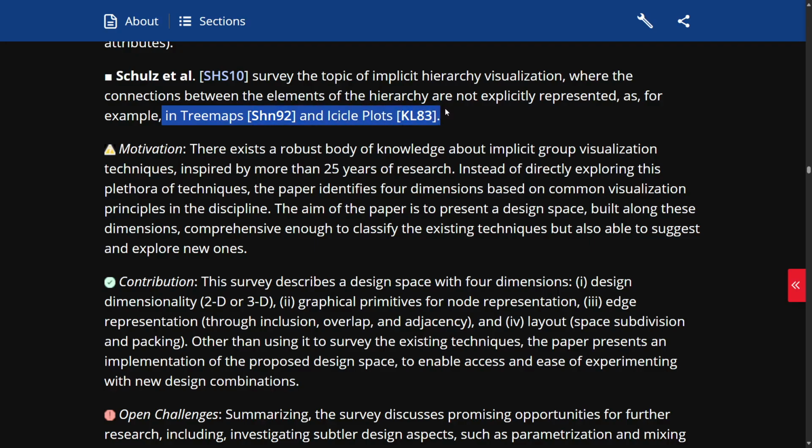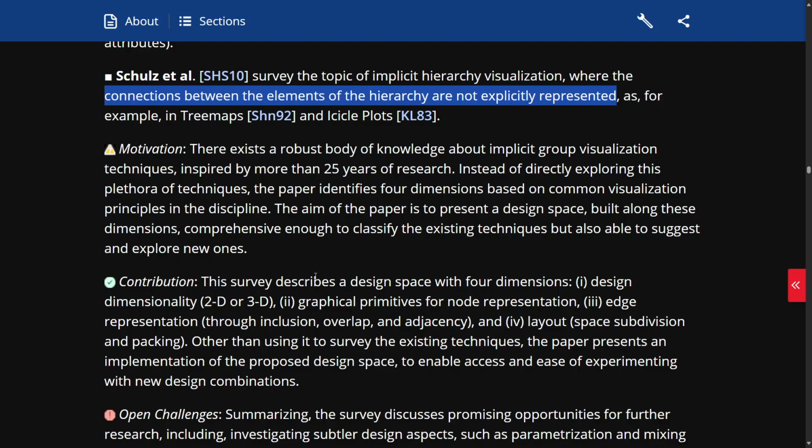Motivation. There exists a robust body of knowledge about implicit group visualization techniques, inspired by more than 25 years of research. Instead of directly exploring this plethora of techniques, the paper identifies 4 dimensions based on common visualization principles in the discipline. The aim of the paper is to present a design space, built along these dimensions, comprehensive enough to classify the existing techniques but also able to suggest and explore new ones.